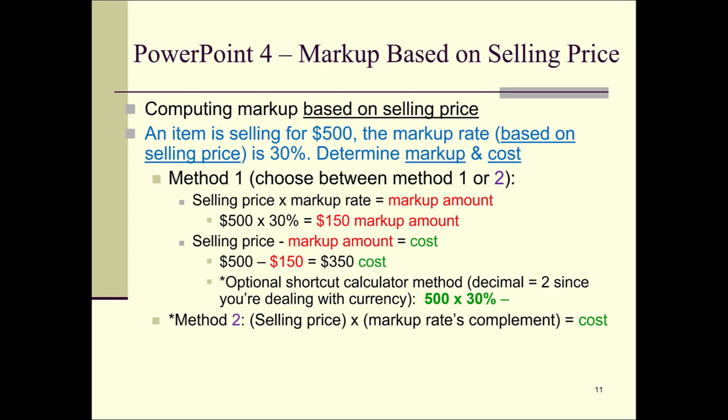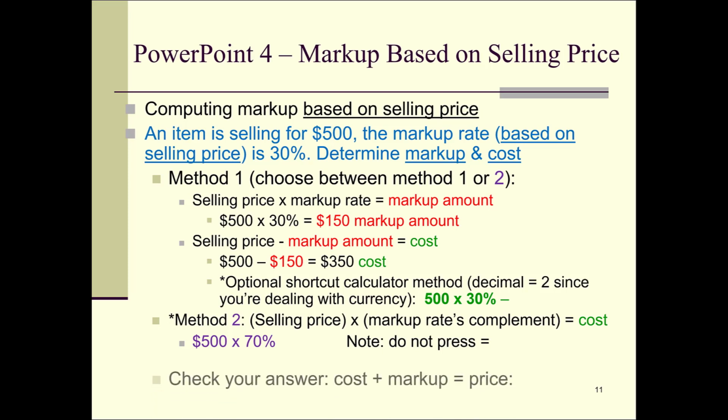Now, this is a bizarre but equally effective optional method. You take the selling price times the markup rate's complement. So what's the complement of 30%? It's 70%. So you take the selling price, 500 times 70%, and that gives you the $350 cost.